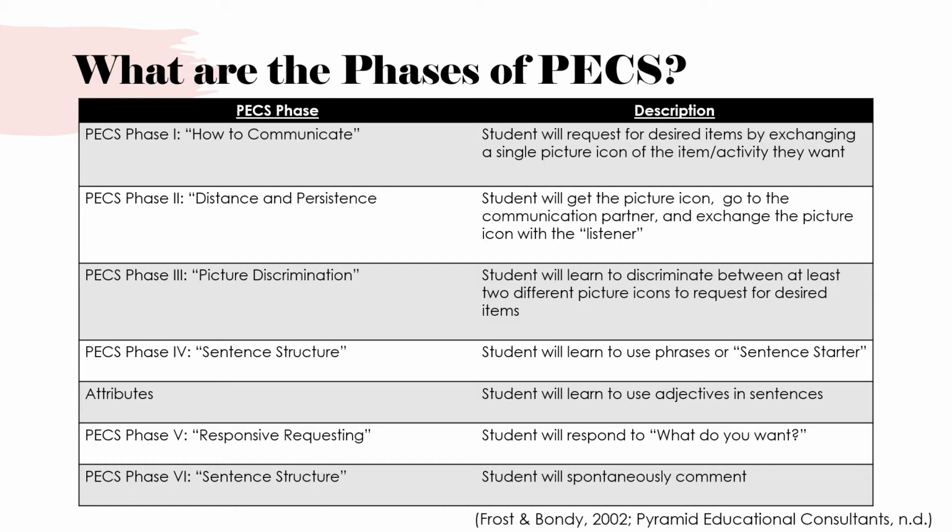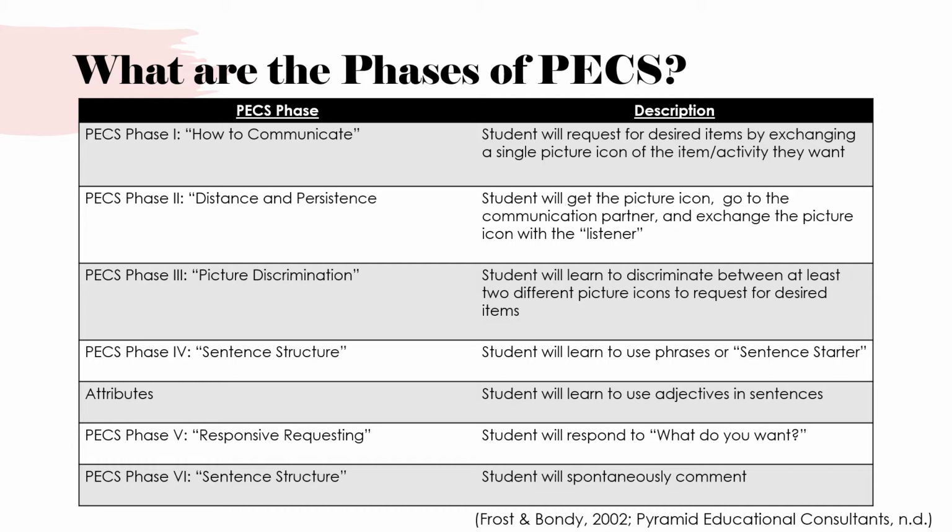PECS Phase 3 teaches picture discrimination. Here, the students will learn to discriminate between multiple PECS picture icons in their book. PECS Phase 4 will teach sentence structure. This means the students will learn to use a phrase. Since the students have mastered the communicative function of requesting, PECS Phase 4 will begin with using a sentence starter to request desired items. For example, I want iPad.